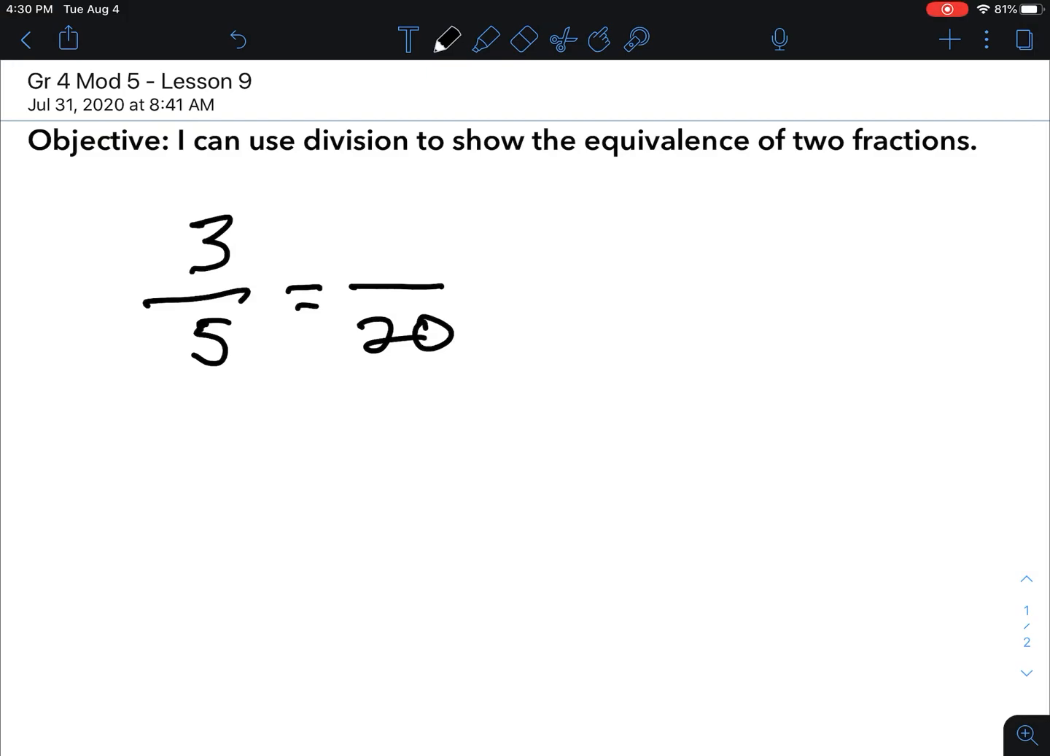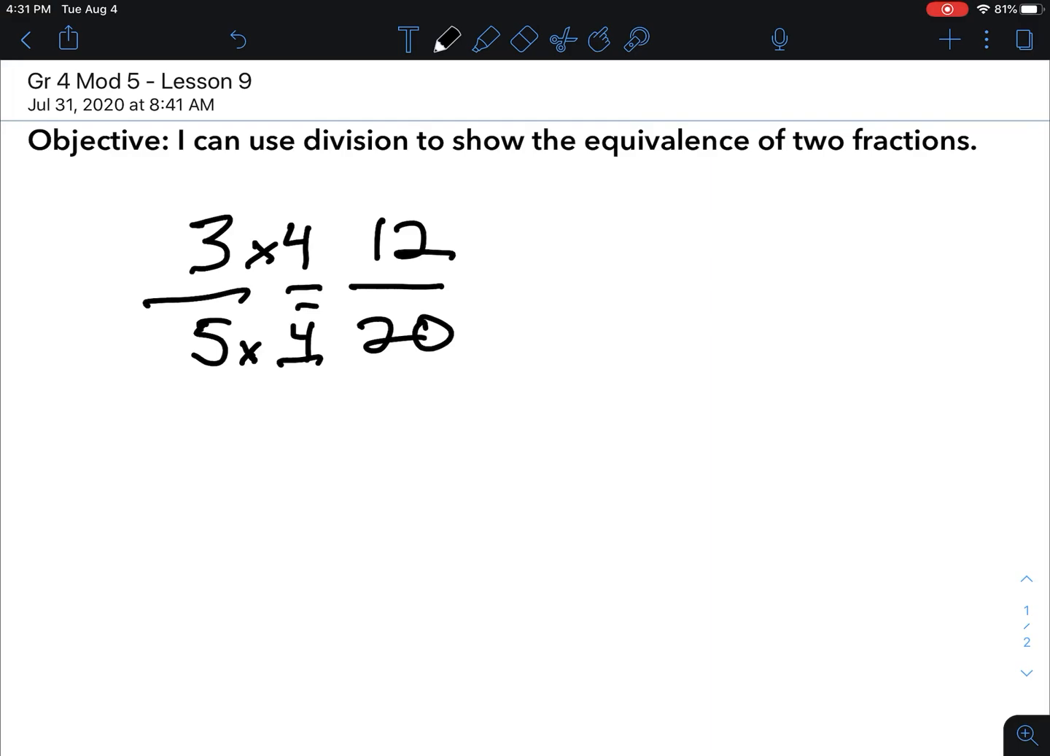So if you remember correctly, we had to ask ourselves, what do I multiply 5 by to get 20? The answer is 4. So if I multiply the denominator by 4, that means I multiply the numerator by 4, and the equivalent fraction for 3/5 would be 12 over 20.